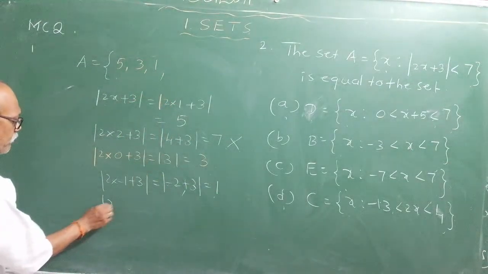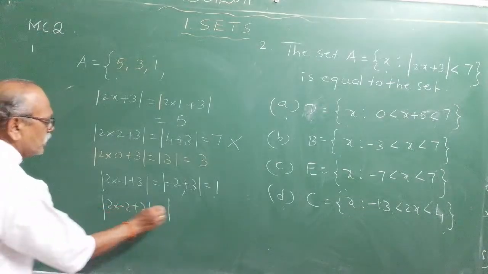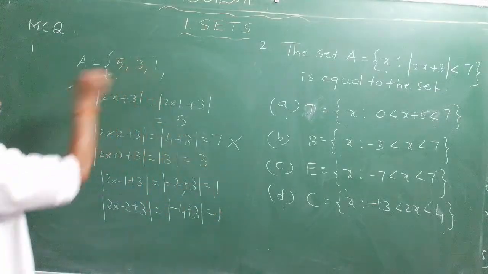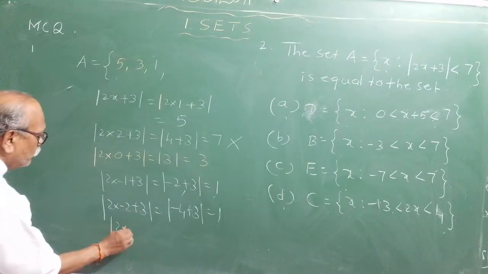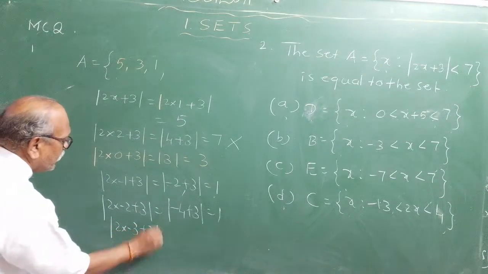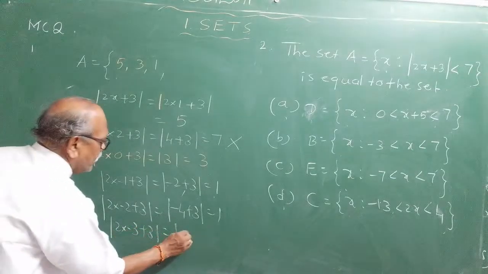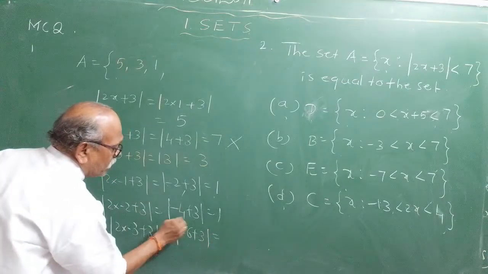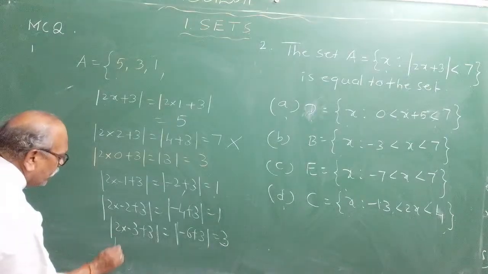Try to get minus 2. 2 into minus 2 plus 3, what do you get here? 2 2s are minus 4 plus 3, it is 1, already there. And you can take 2 into minus 3 plus 3. What do you get? Minus 6 plus 3 is minus 3, but modulus means it is 3. Already there.